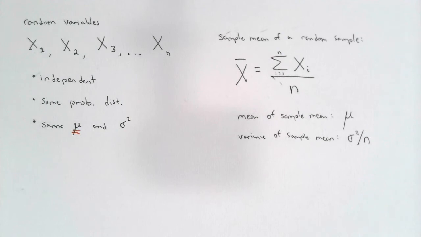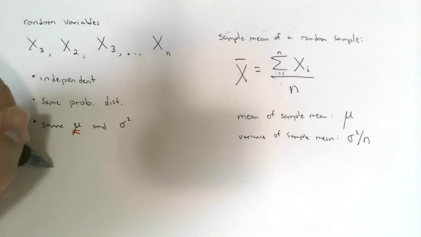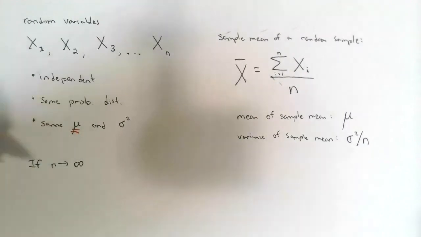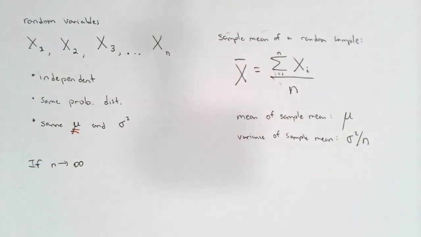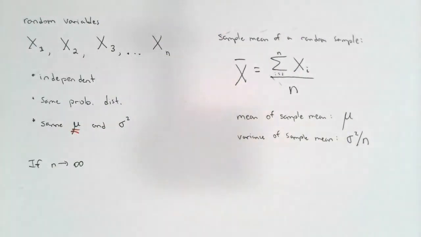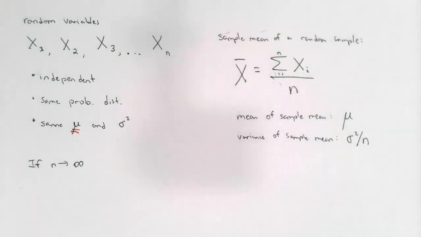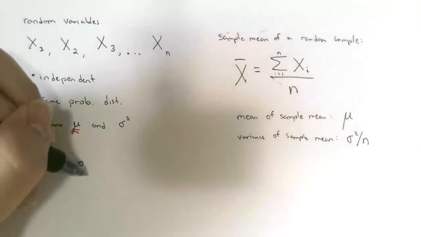Now, here's the thing. If we have a lot of variables in a random sample, in fact, let's say we have so many random variables that n tends to infinity, then the sample mean will actually follow a normal distribution. In other words, if we roll a die an infinite number of times, the sample mean of those rolls will follow a normal distribution.